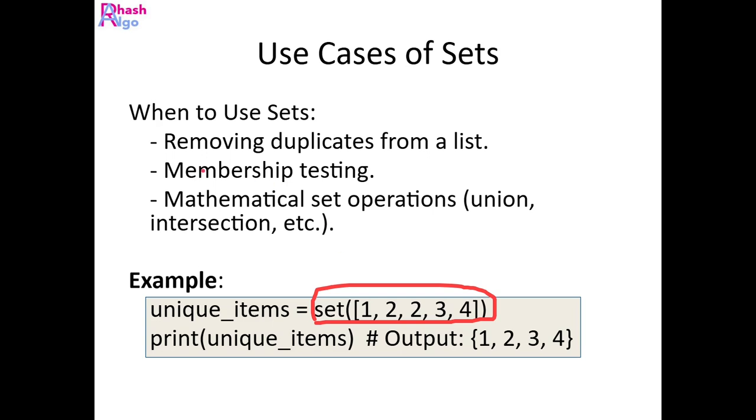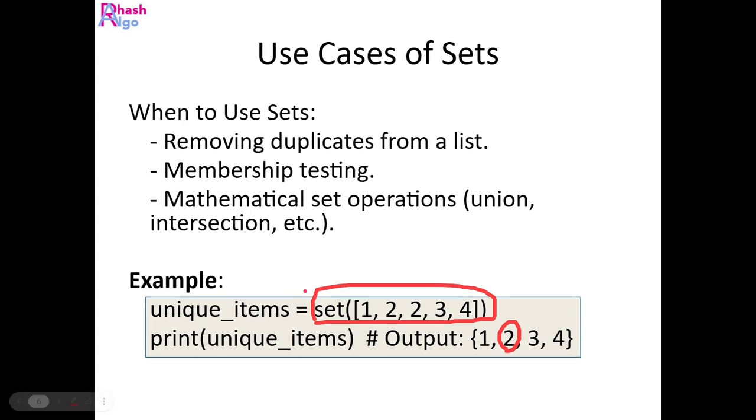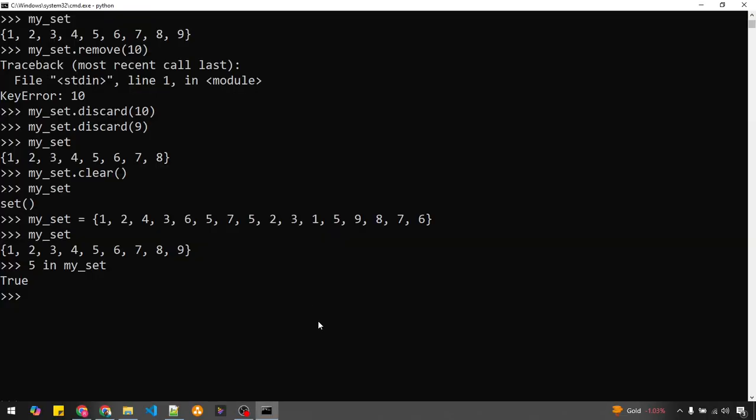That's one benefit. Another benefit is membership testing. If I want to test whether an element is present in a set or not, we can do that as well. For example, take my_set. If I want to test if this element is present in this set, I am getting True. That means element 5 is present in that set. There are also mathematical set operations like union and intersection that we did earlier. These are the things I wanted to discuss about sets.